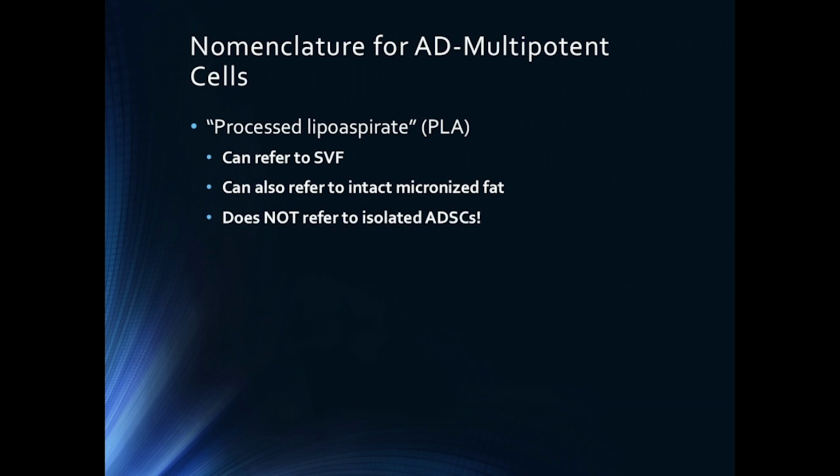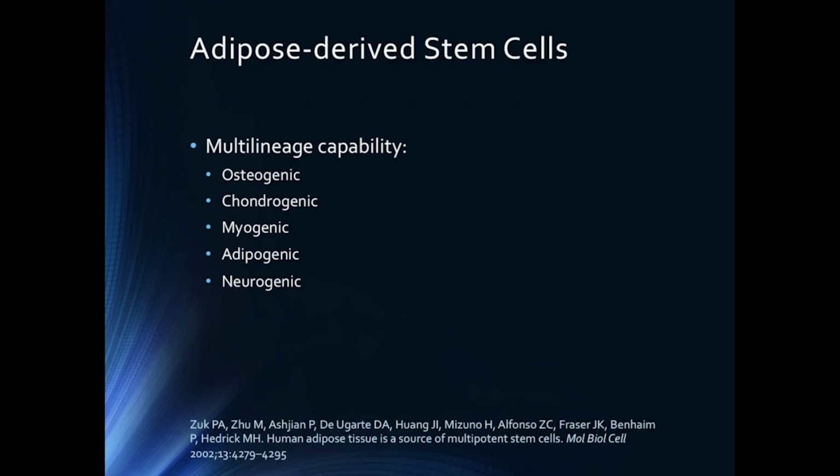So now let's talk a little bit about the adipose-derived stem cells themselves. They do have a multilineage differentiation capability, and you can see that in the slide there. And Zuk again was one of the ones who identified this multilineage capability. So there's a lot of bioactive potential in these adipose-derived stem cells.